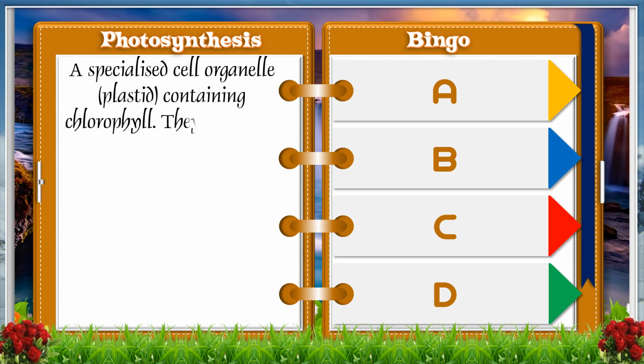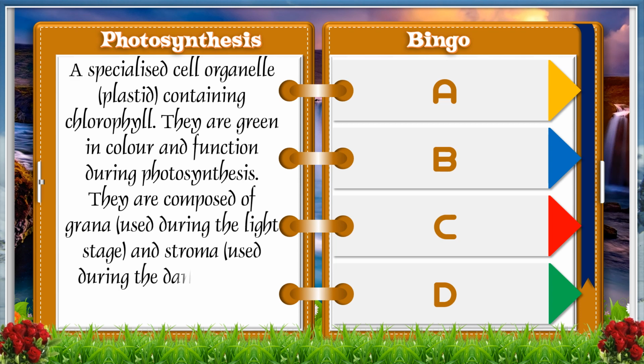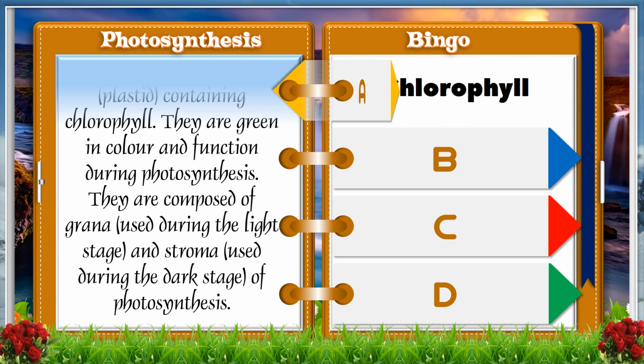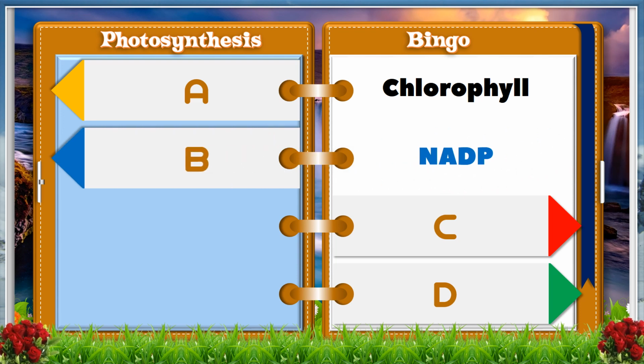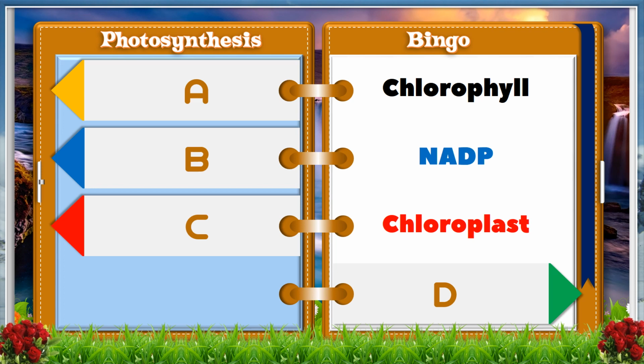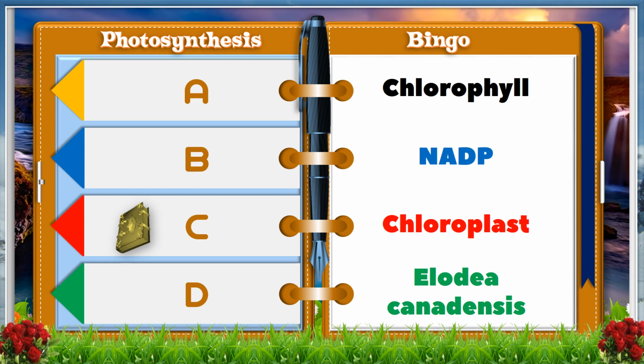A specialized cell organelle containing chlorophyll. They are green in color and function during photosynthesis. They are composed of grana and stroma. A. Chlorophyll. B. NADP. C. Chloroplast. D. Elodea canadensis. And the answer is C. Chloroplast.